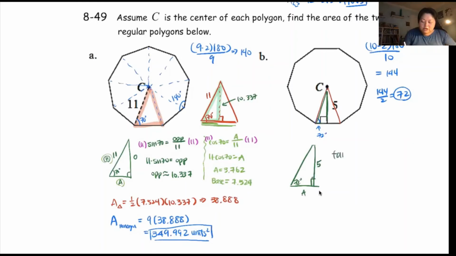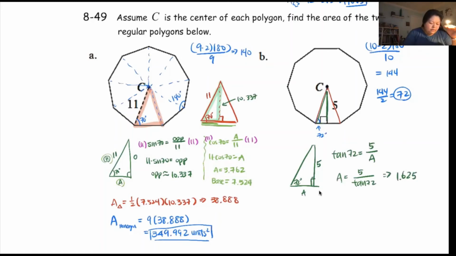I can use tangent of 72 because the opposite is 5 and the adjacent is what I don't know. Remember, when your variable is on the bottom, you can swap these around. So A equals 5 divided by tangent of 72. All right, 5 divided by tangent of 72 will give me about 1.625. All right. Now, again, remember, that's not the whole base. The whole base, you got to double that.